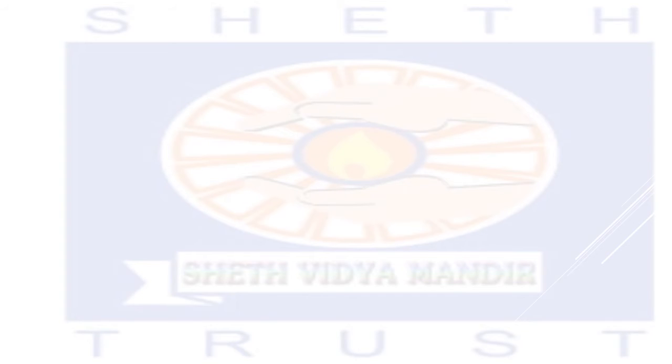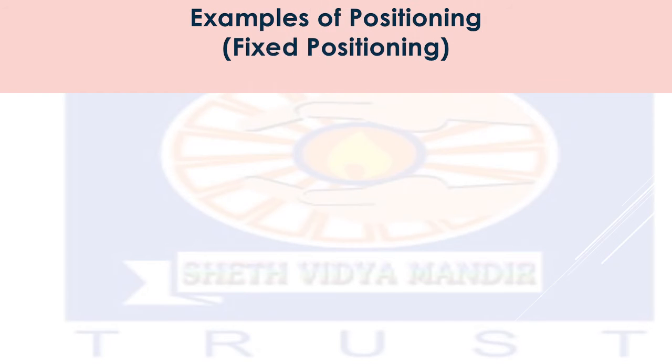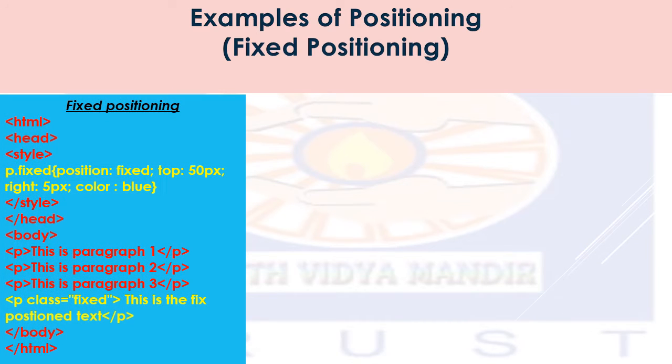Okay students, let us see the example of fixed positioning. As I said, the word fixed itself means whatever element you give the class fixed, that particular sentence or tag you have written in that element will be fixed on the screen, that is on your web page. You can see an example given here in the fixed positioning. Here the example is given with the class fixed and the position is given as fixed.